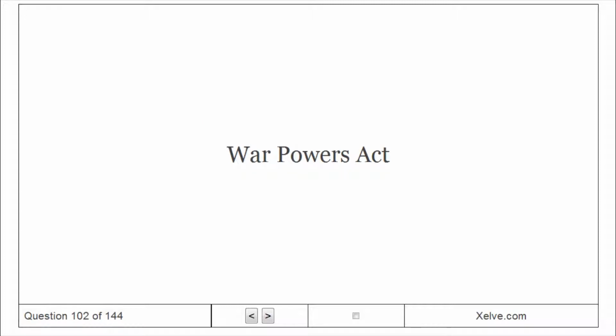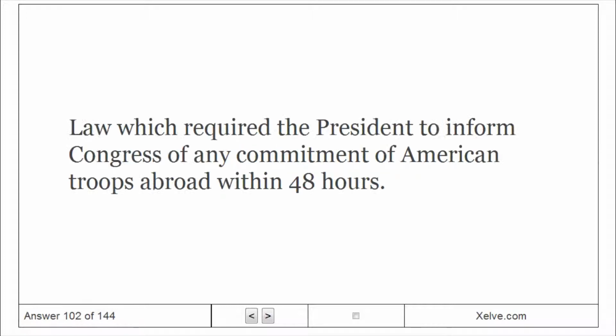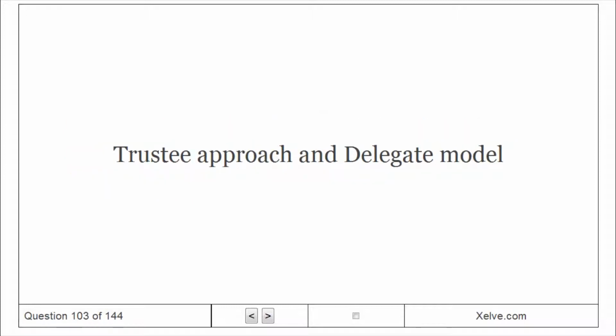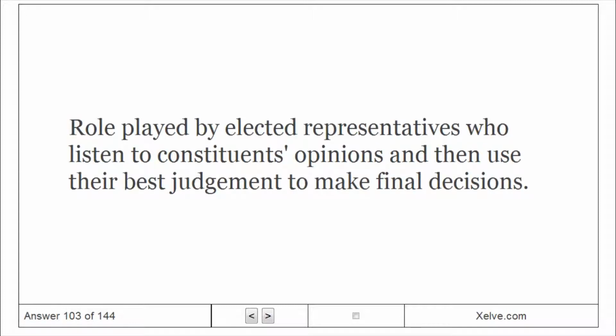War Powers Act. Law which required the president to inform Congress of any commitment of American troops abroad within 48 hours. Trustee approach and delegate model. Role played by elected representatives who listen to constituents' opinions and then use their best judgment to make final decisions.